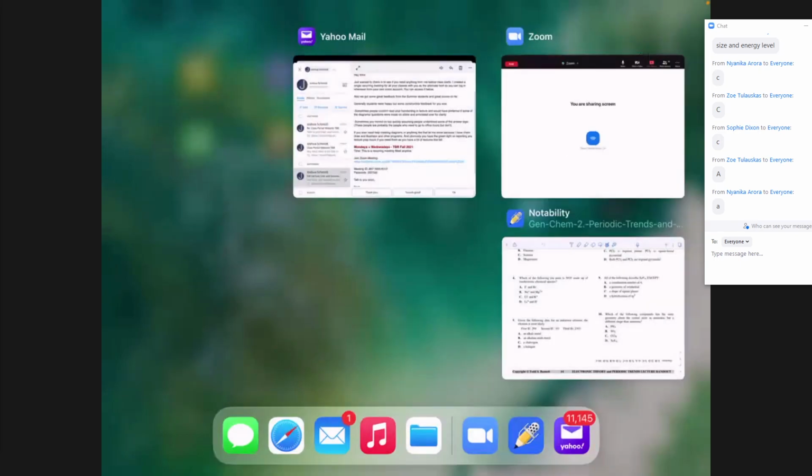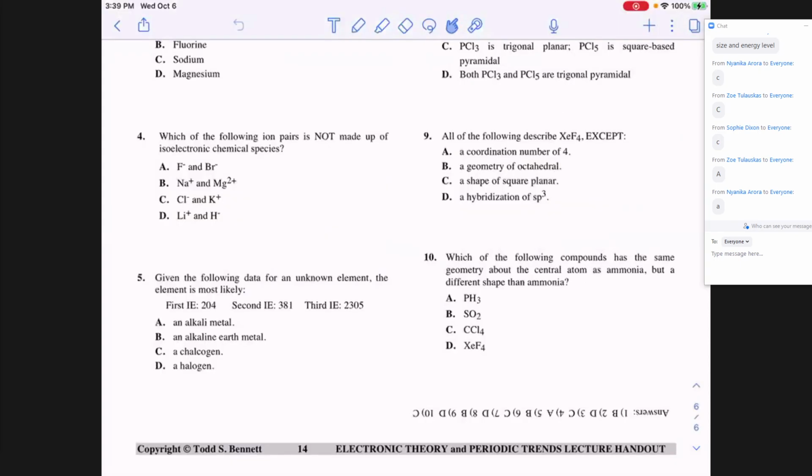Number 5, given the following data for an unknown element, the element is most likely what? So losing the first electron is relatively low, losing the second electron is a little bit higher, and losing the third one is astronomically high, right? So I'm thinking that this is going to be what? That third ionization energy has to come from a noble gas. So this has to be one of the elements that are in column 2, the alkaline earth metals.